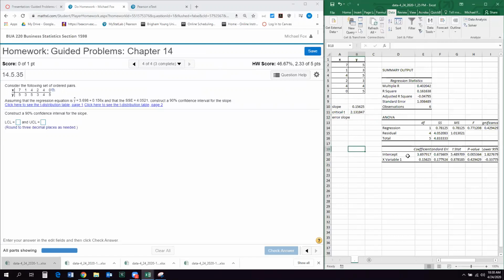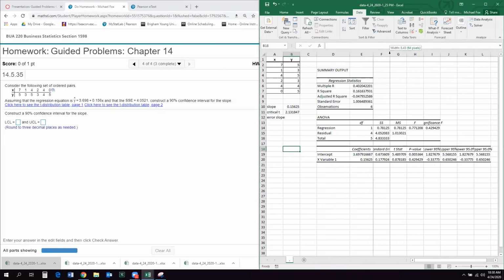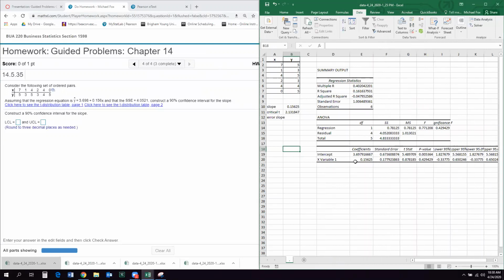And then the error of our slope is given to us. Right here, where we see our x variable, there's our slope. So this number right here, the standard error of the slope, that's what we use. That's our slope error.